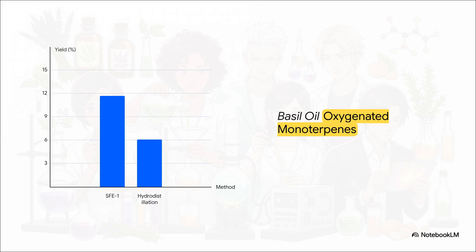The data on this is striking, especially when we compare extraction methods for basil leaves. The highly desired aromatic compounds, the oxygenated monoterpenes, almost double when using supercritical fluid extraction, coming in at 11.7%. Traditional hydrodistillation, it sits way down at 6.1%. By skipping the boiling water, the supercritical method yields nearly double the high-value aromatic molecules. It's a real game changer.